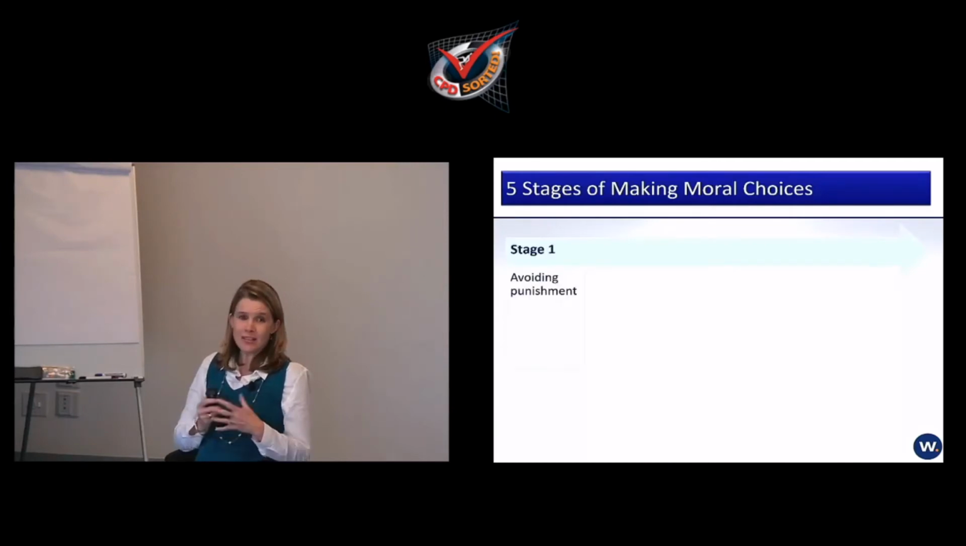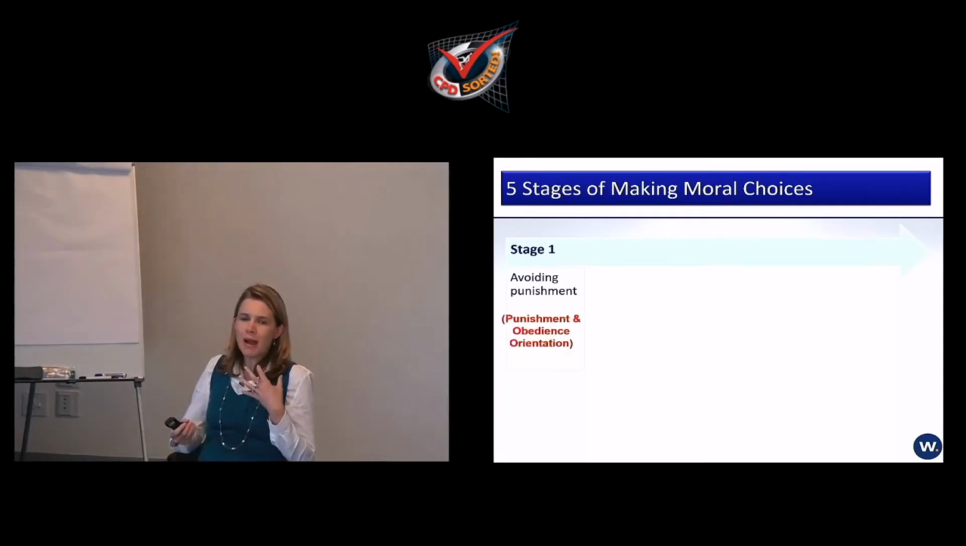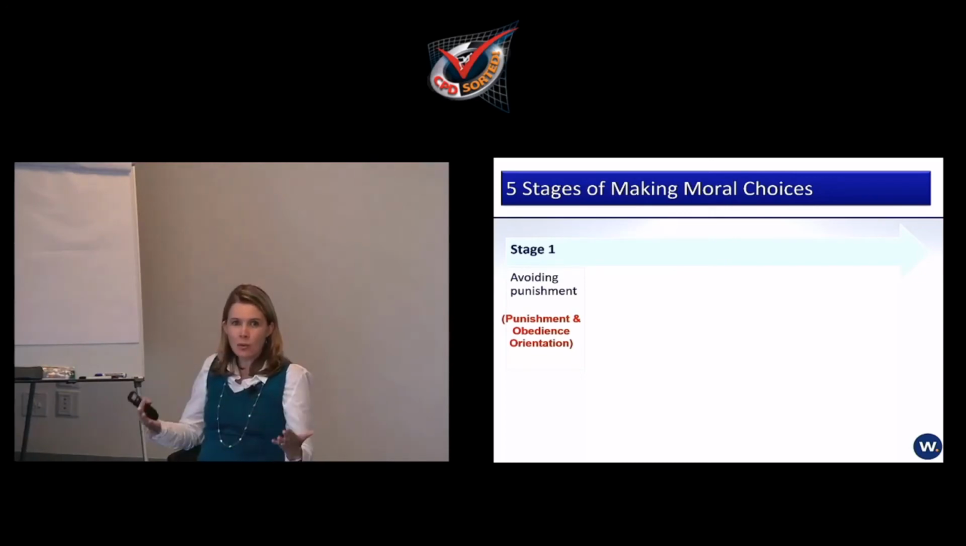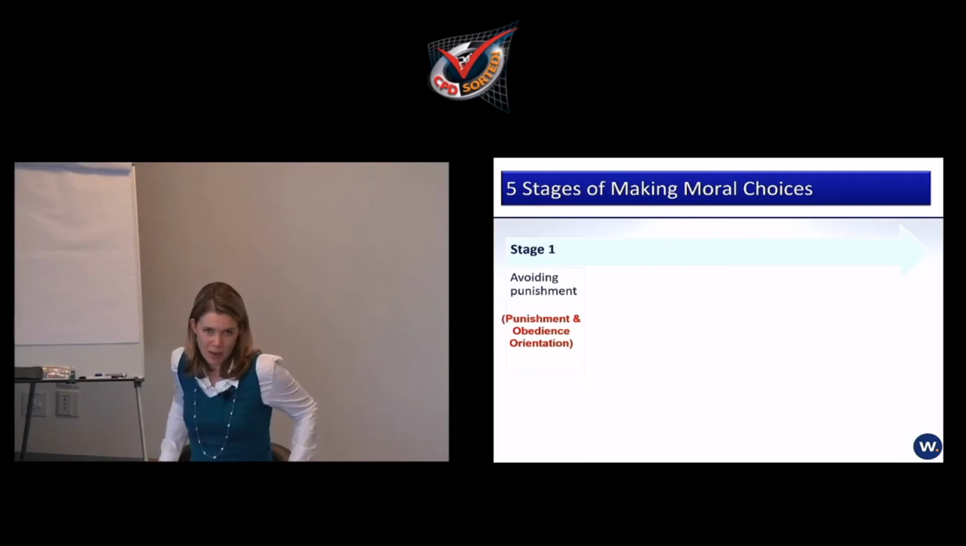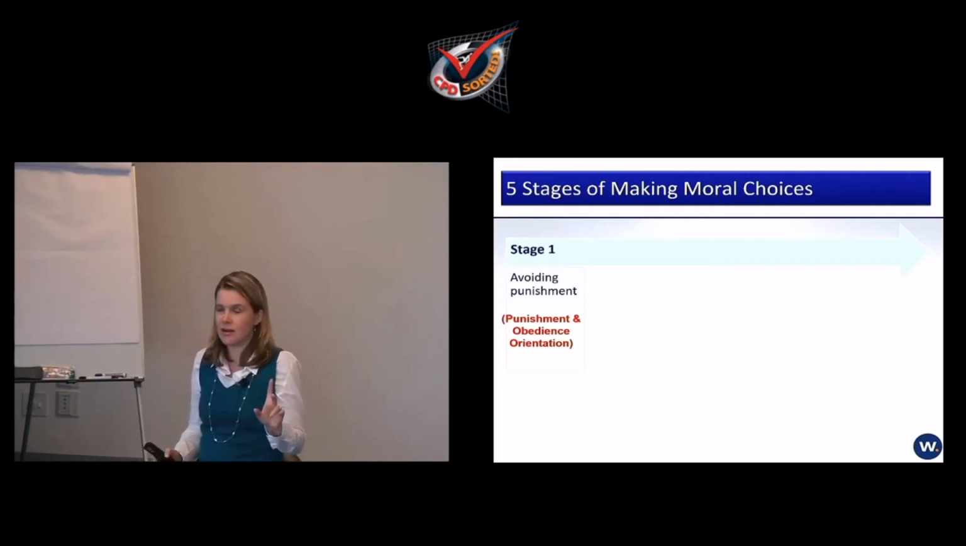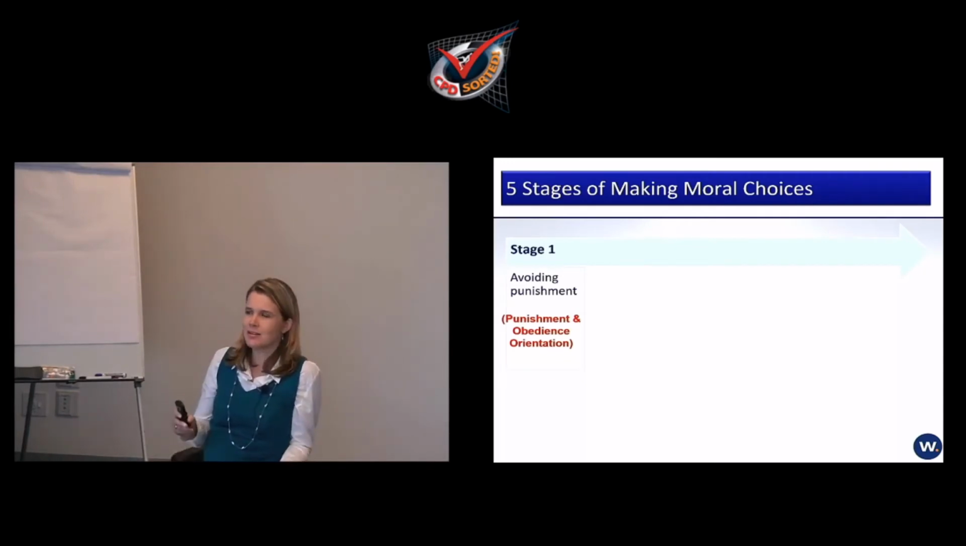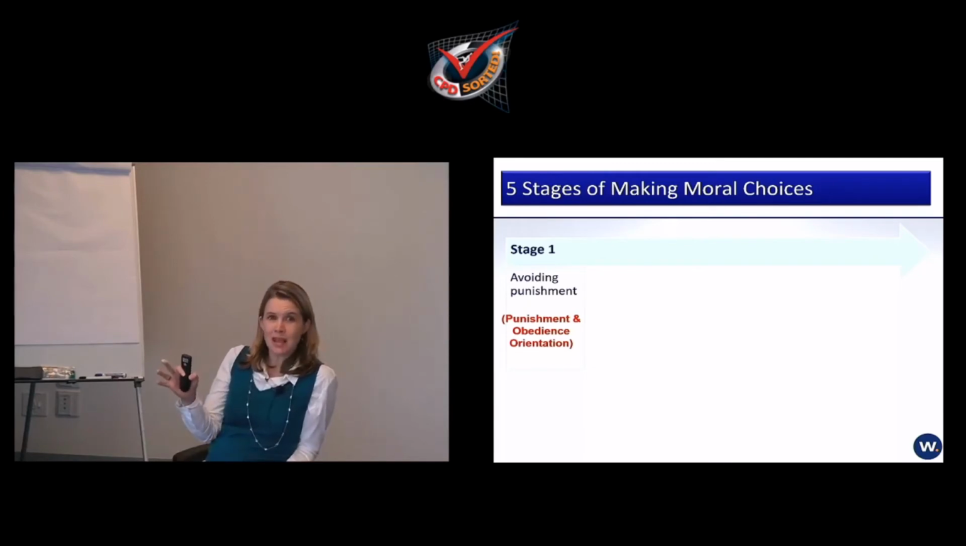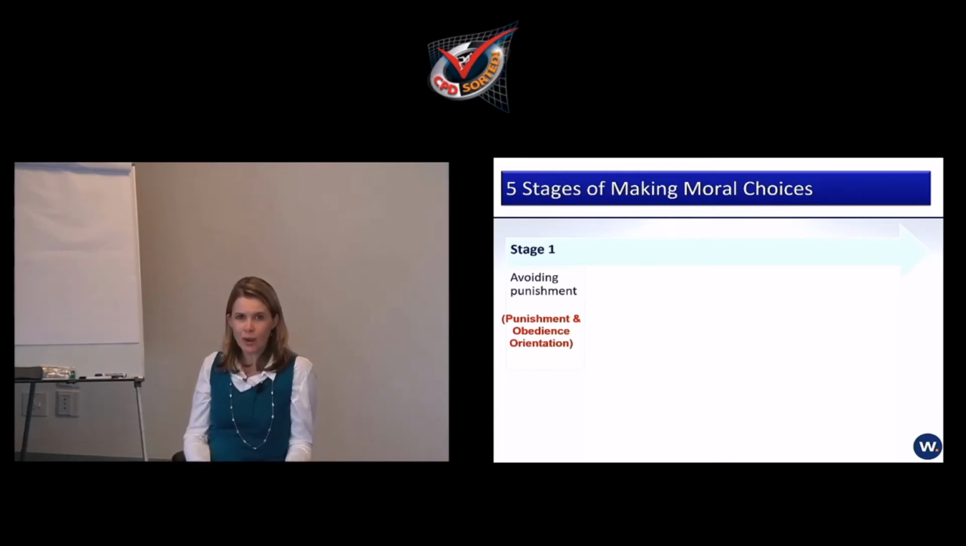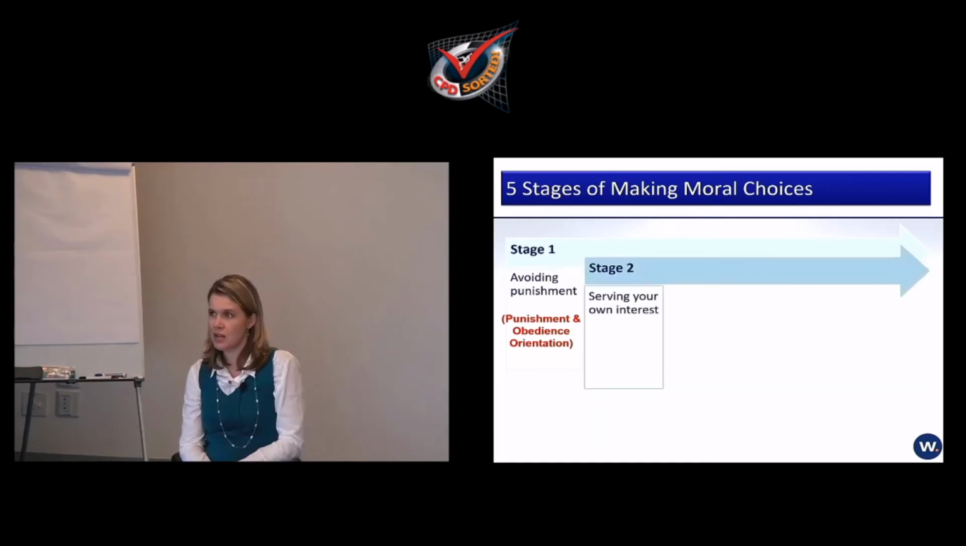So at stage one, and you know small children do this really well in demonstration, avoid punishment. It's called punishment and obedience. They don't want to be punished, so they do the right thing. Don't do this or I'll smack you. Okay, I know that's not legal anymore, so that's probably unethical as well. But you know what I'm saying? You don't want your toy taken away, so you do the right thing. Stage one.